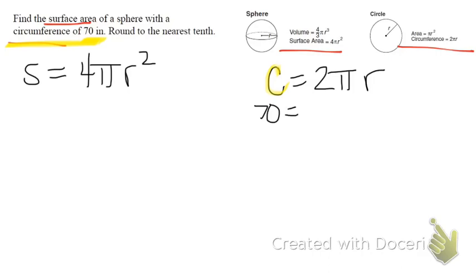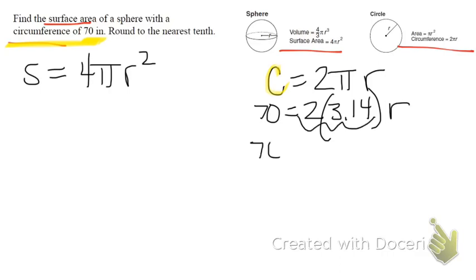Bring everything else down. I have a 2. The pi I'm going to replace with 3.14. And I have an r. Now I can solve for r because it's the one unknown. Multiply these two together and I get 70 equals 2 times 3.14, which is 6.28. Divide by 6.28 on both sides.